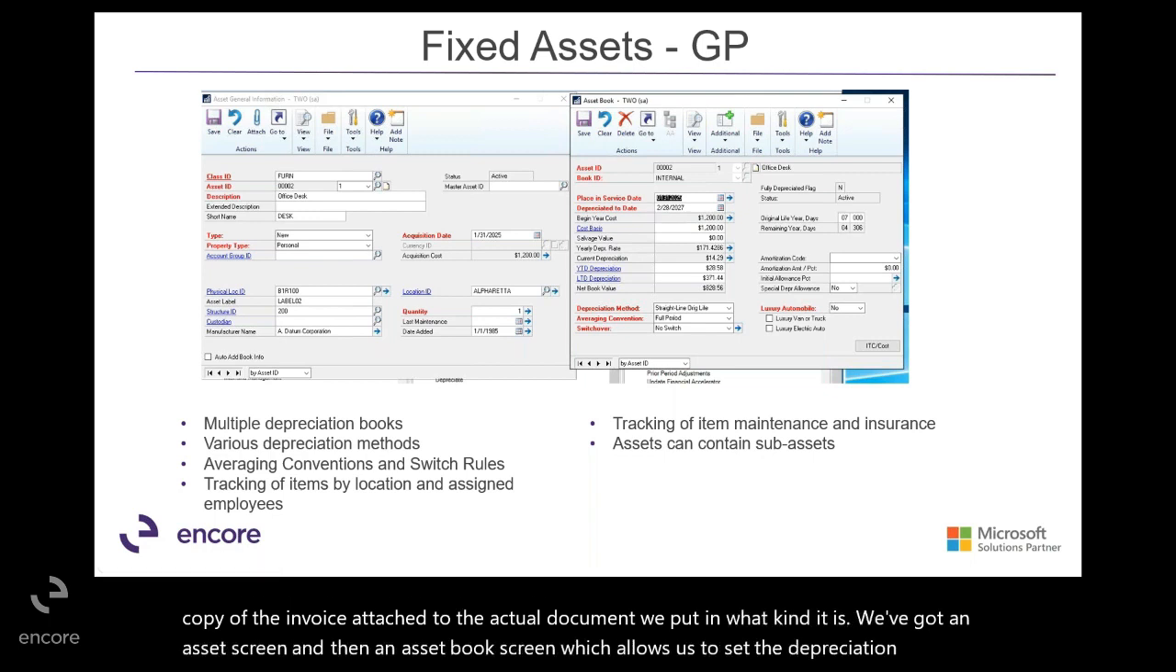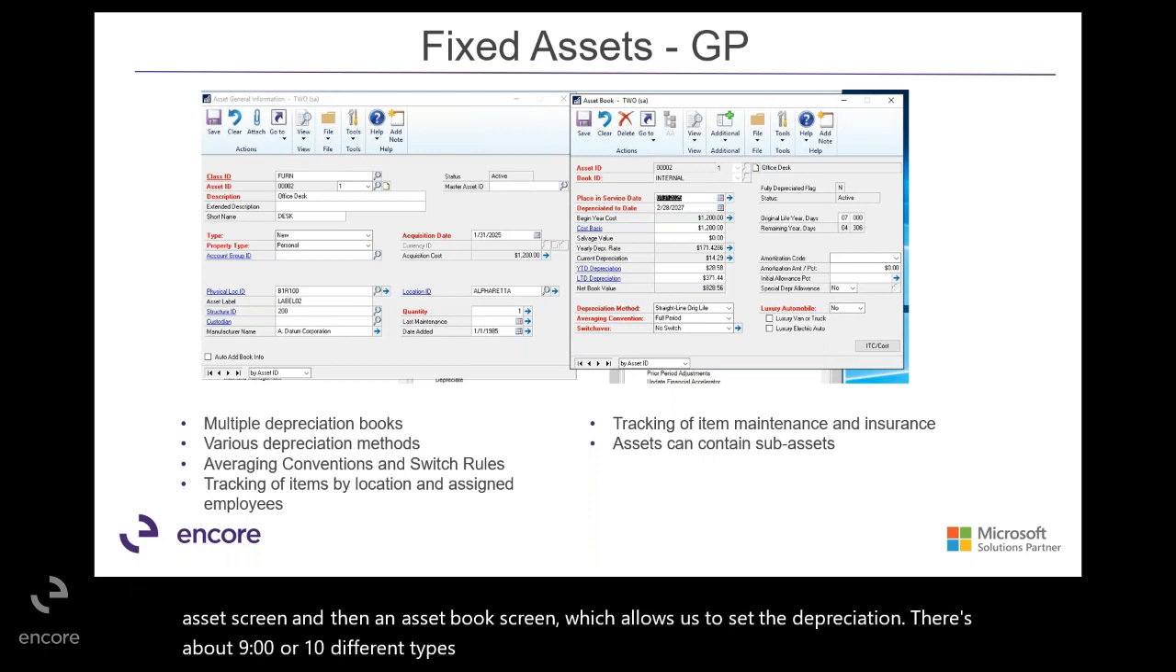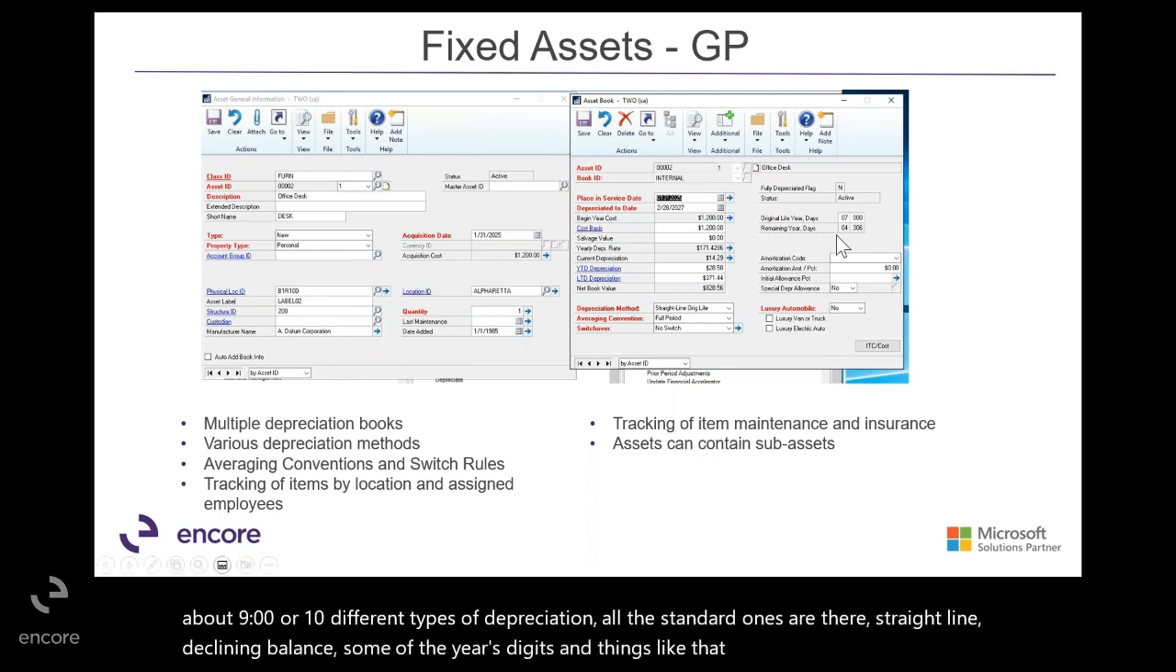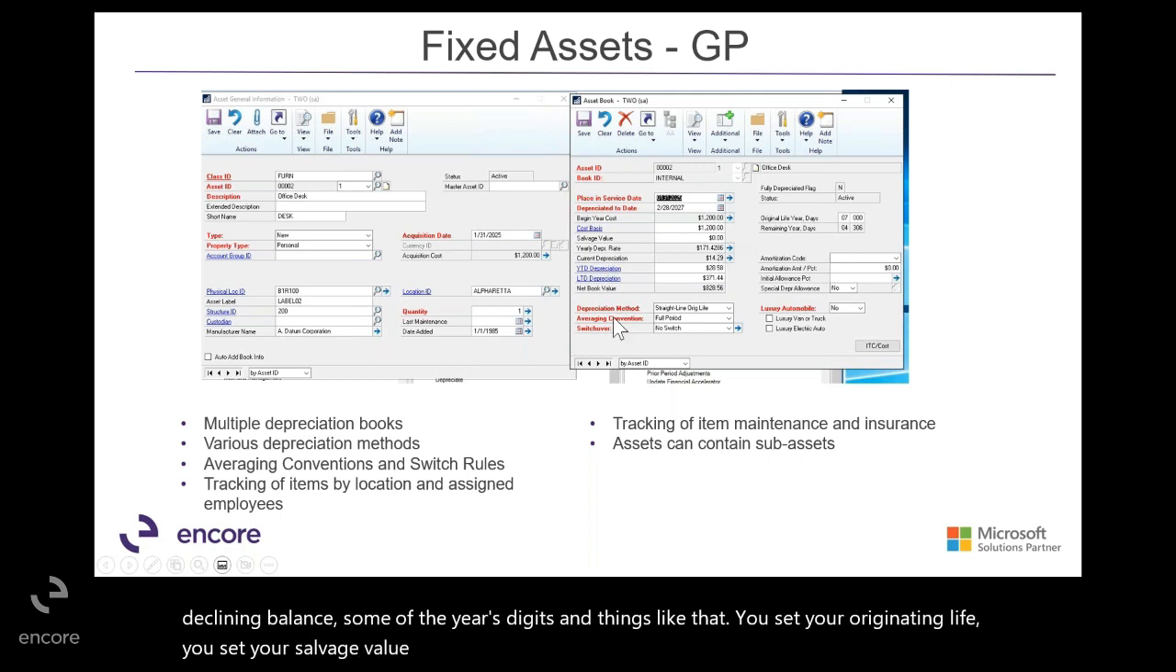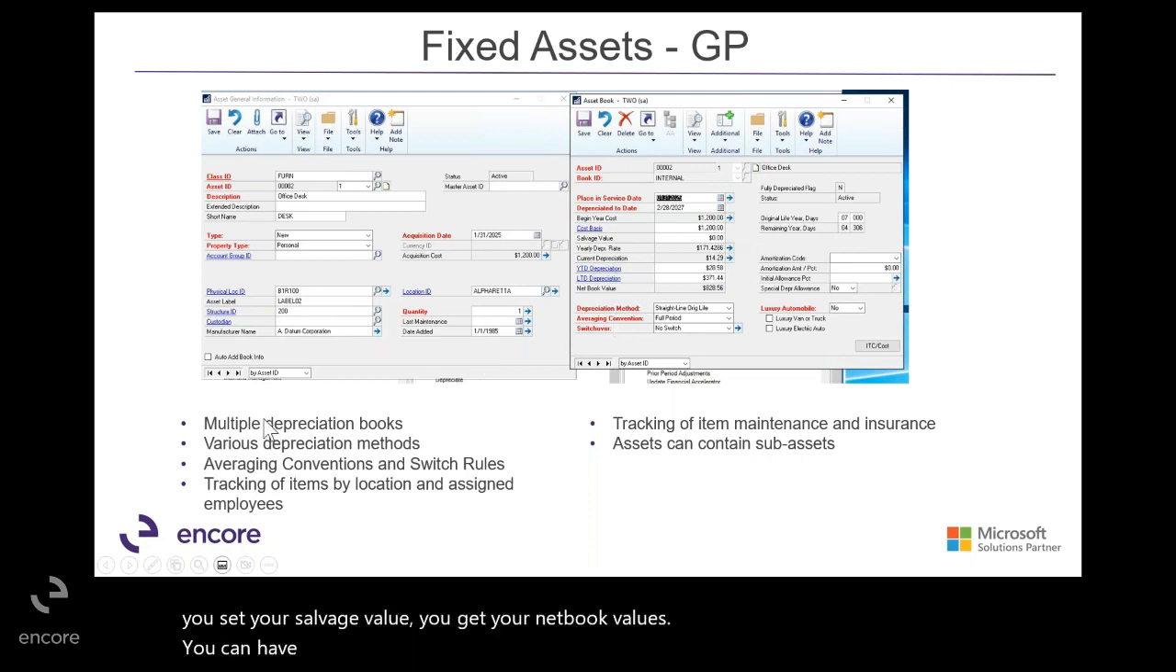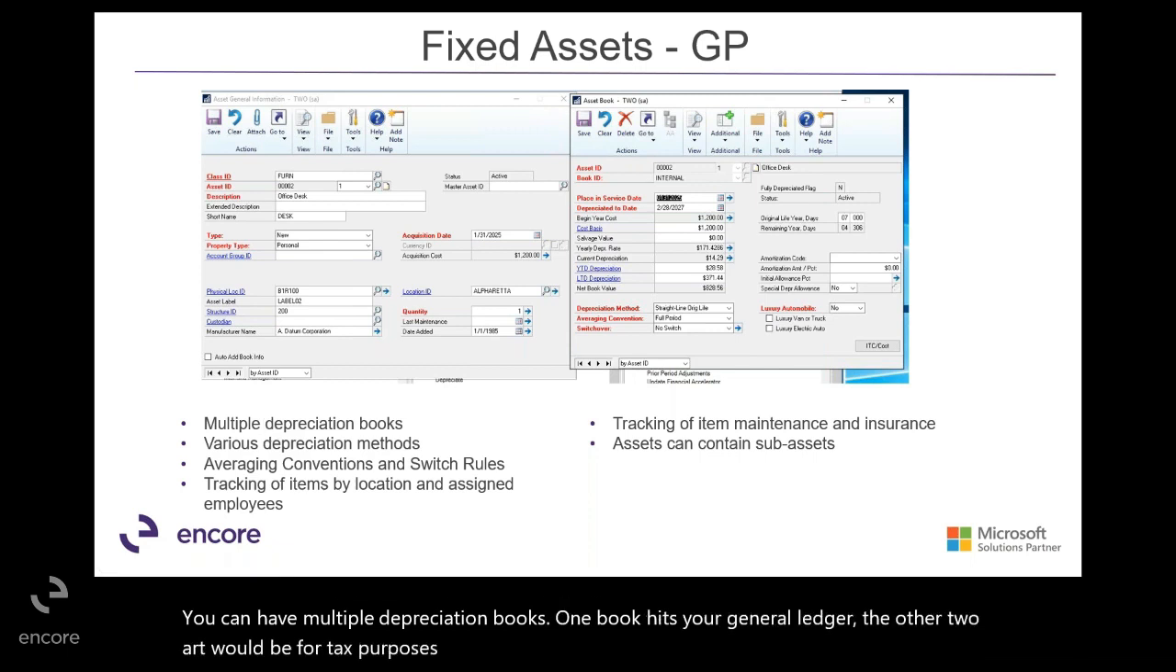There's about 9 or 10 different types of depreciation. All the standard ones are there: straight line, declining balance, sum of the year's digits, and things like that. You set your originating life, you set your salvage value, you get your net book values. You can have multiple depreciation books. One book hits your general ledger. The other two would be for tax purposes ordinarily.